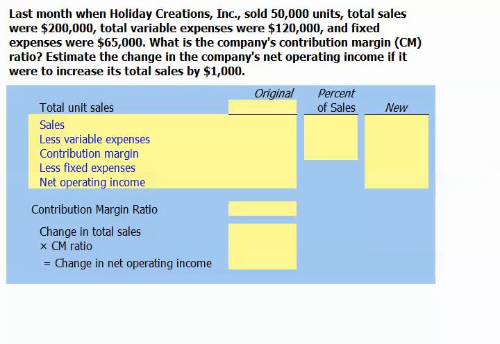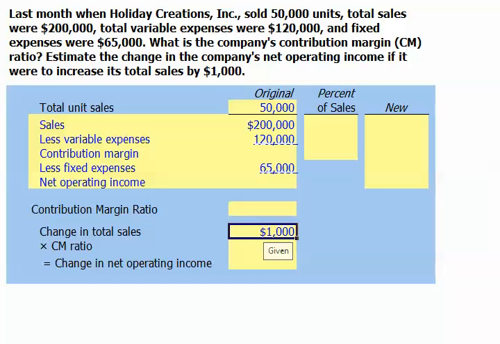Last month, when Holiday Creations, Inc. sold 50,000 units, total sales were $200,000, total variable expenses were $120,000, and fixed expenses were $65,000. What is the company's contribution margin ratio? Estimate the change in the company's net operating income if it were to increase total sales by $1,000.